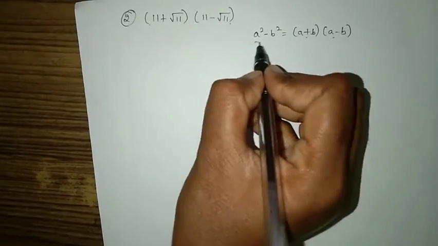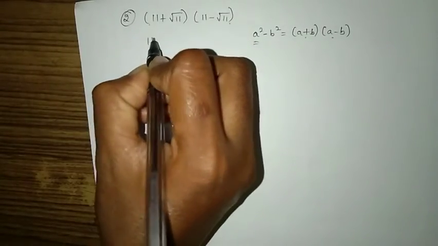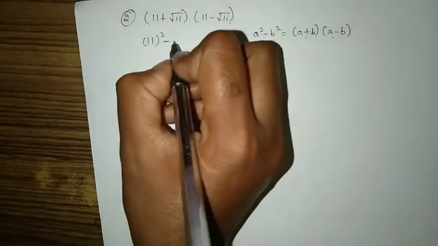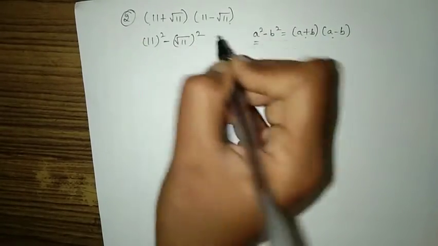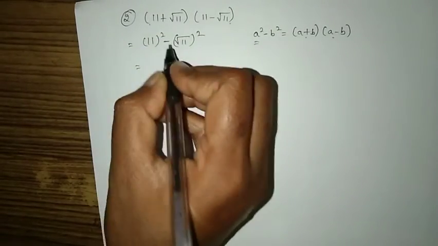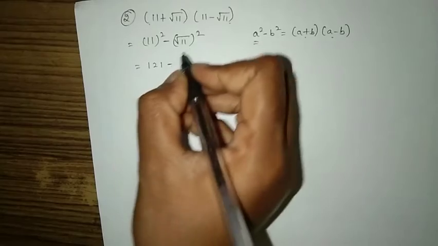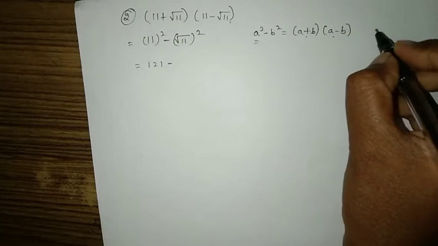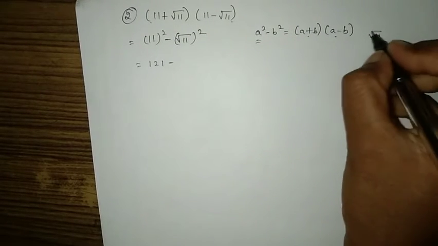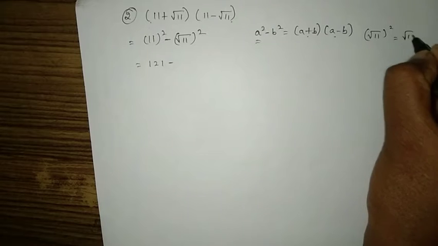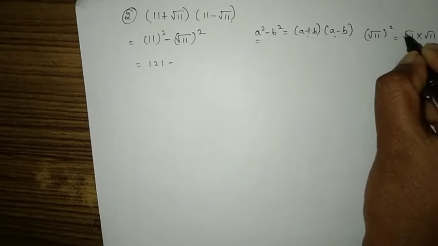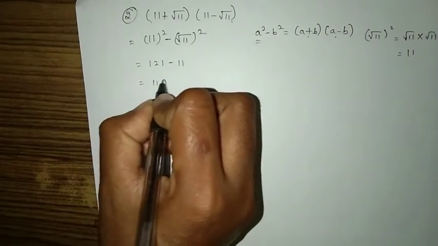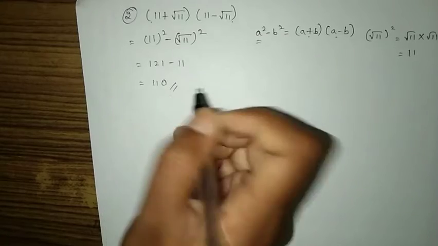So let's do it. A square, 11 whole square, minus root 11 whole square. 11 square becomes 121, minus root 11 whole square becomes, I will show it again. Root 11 whole square can be written as root 11 into root 11. So what do we get? 11. So write it as 11. We end up with the answer 110. This is the answer.